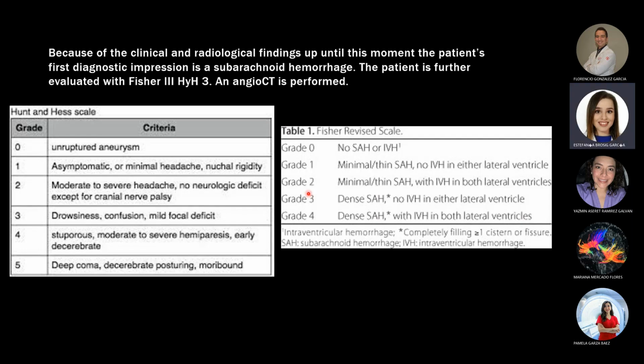So because of the clinical and radiological findings, up until this moment, the first diagnostic impression is a subarachnoid hemorrhage. The patient is further evaluated with the Hunt and Hess scale and is given a grade 3 because of the drowsiness, and a Fisher grade 3 because of the dense subarachnoid hemorrhage with no intraventricular hyperdensities visible at the moment of the study.